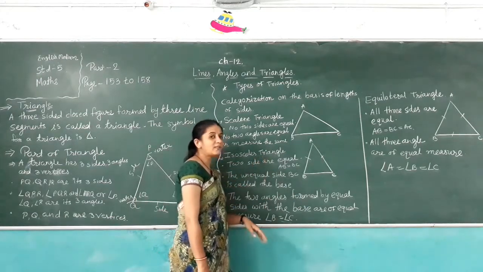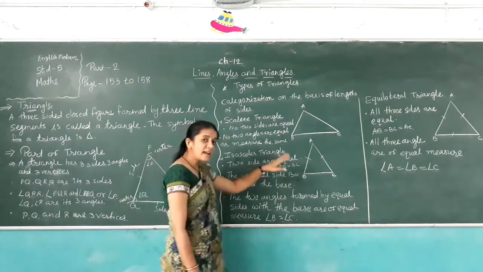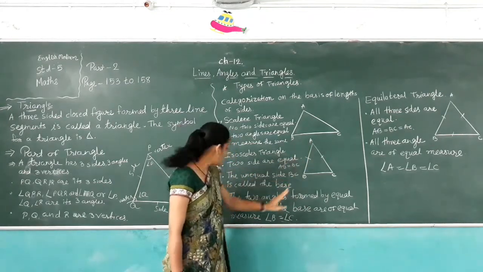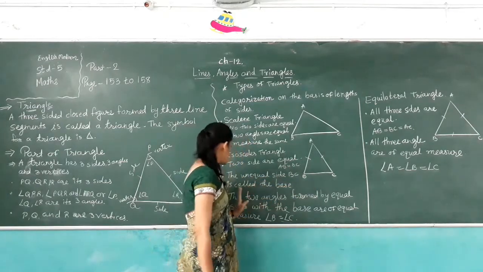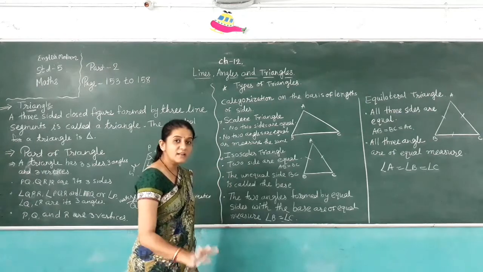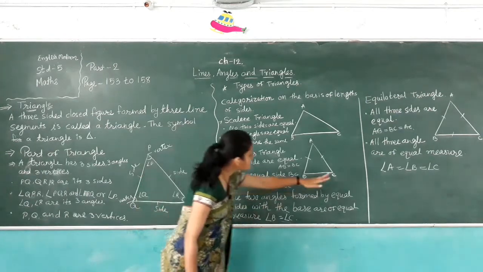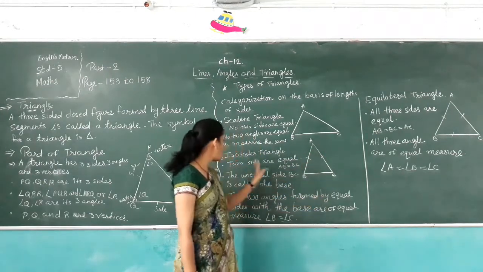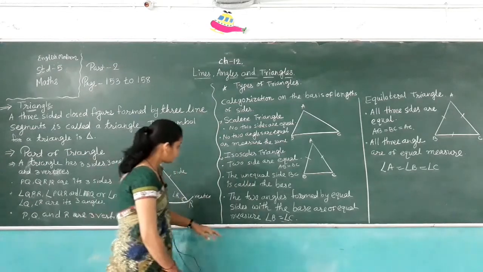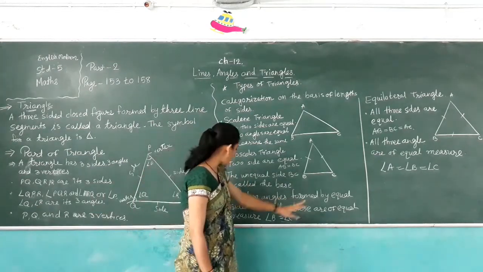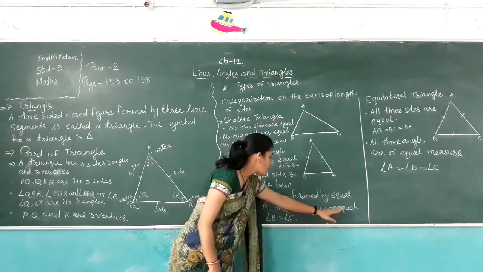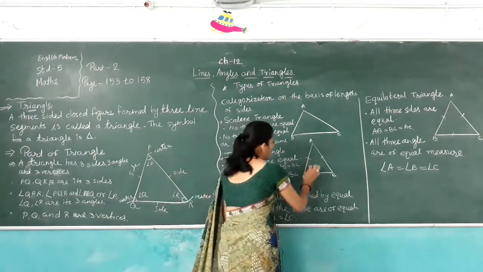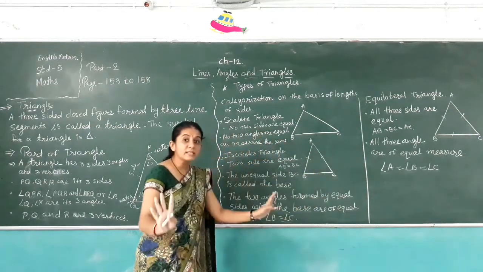Isosceles triangle. What does isosceles triangle mean? 2 sides are equal. Here AB and AC are the equal sides. The unequal side BC is called the base. This type of triangle is called an isosceles triangle. The 2 angles formed by the equal sides with the base are of equal measure: angle B and angle C measurements are equal.